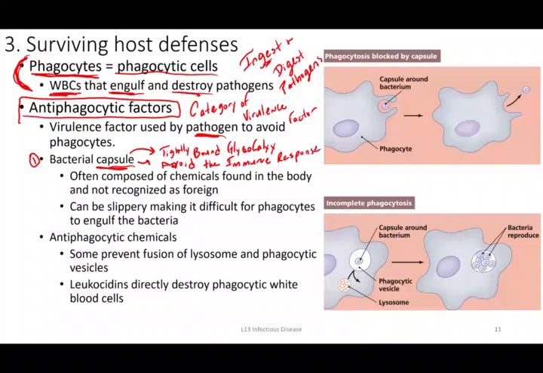So that's kind of what we said at the time when we learned about capsules, but now we want to get a little more specific about how that can be achieved. So here are two examples of how different capsules could actually achieve that outcome of avoiding the immune response. So one is if a bacteria makes a capsule out of chemicals and molecules that are normally found in the body, then it's going to be much harder for our phagocytic immune cells to actually see that particular bacterium as foreign and therefore less likely to attack it.